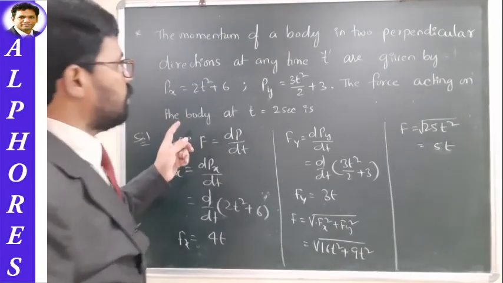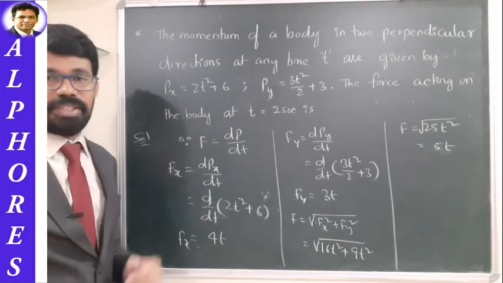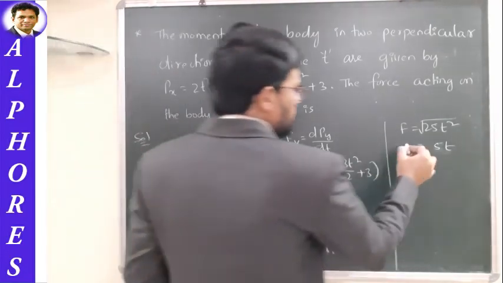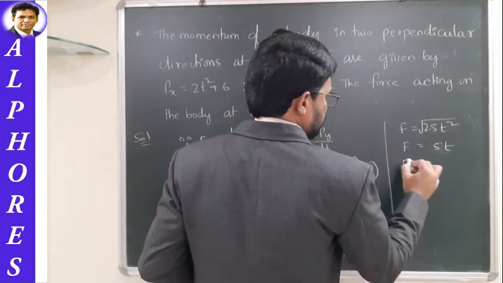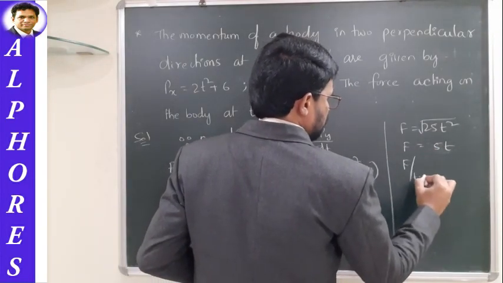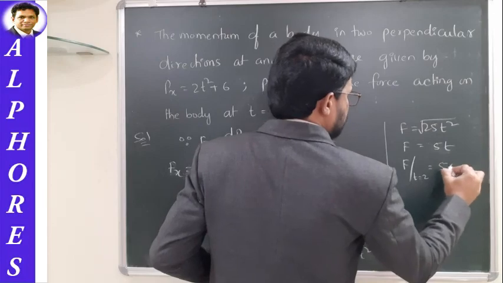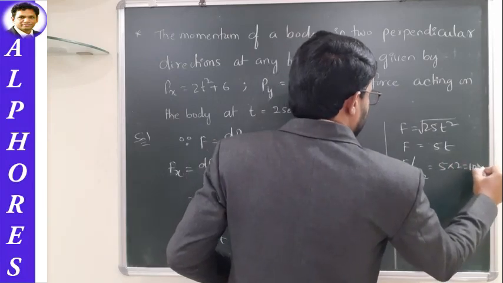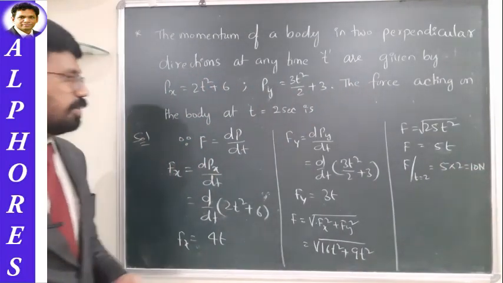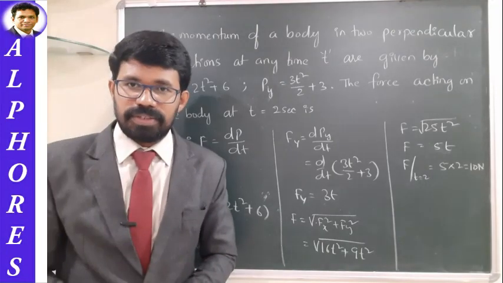And he is asking about the force acting on the body at t equal to 2 seconds. So now replace t with 2 seconds. F at t equal to 2 seconds is 5 into 2, which is 10 newtons. So how much force is acting on the body? 10 newtons of force is acting on the body.